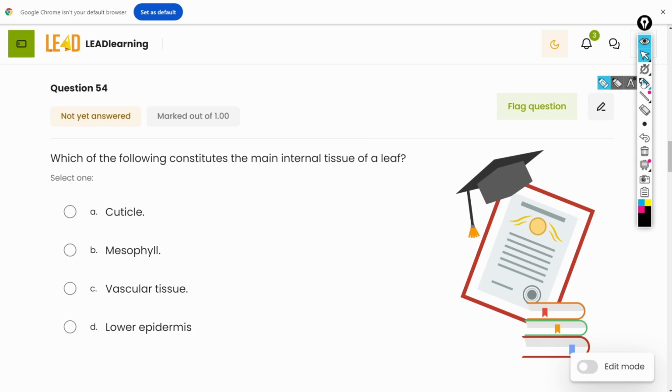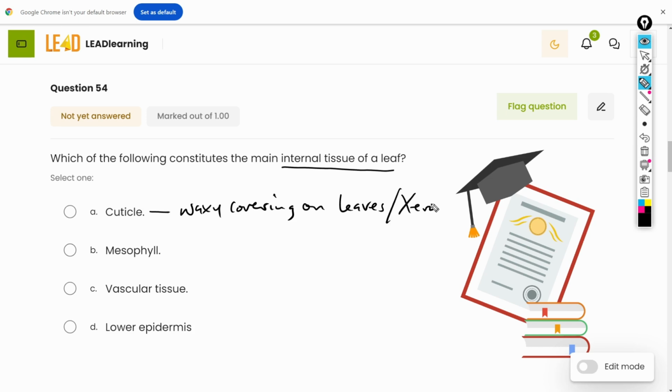Question 54. Which of the following constitutes the main internal tissue of a leaf? The main internal tissue of a leaf. Now, the cuticle is the waxy covering on the leaves. Waxy covering on leaves that prevents the plants from losing so much water, especially for xerophytes. That is, desert plants. They have thick, waxy cuticles.